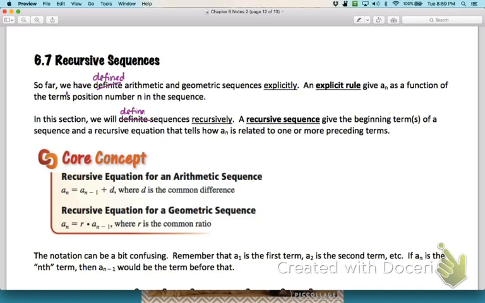So the formulas look a little bit different, okay? But we've learned these already. Now we're just learning a different rule to use to write these. So the recursive rule for an arithmetic sequence is going to be a sub n is equal to a sub n minus 1, so that means the previous term, the one before it, plus d, where d is the common difference. The recursive equation for geometric, remember we talk about a common ratio, so it's going to be r times the previous term, where r is the common ratio.